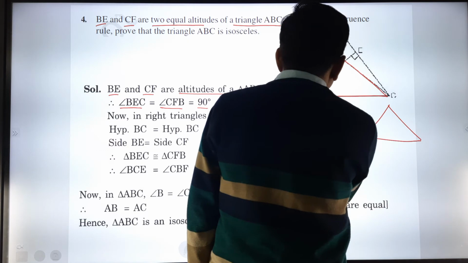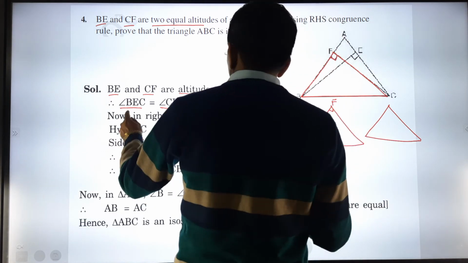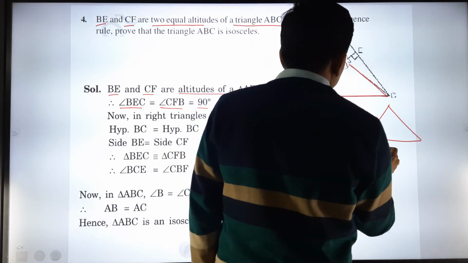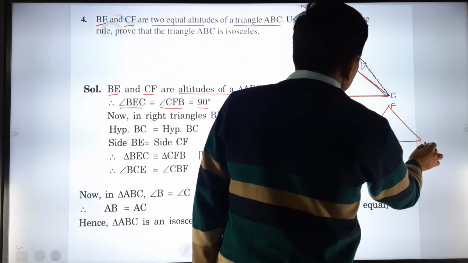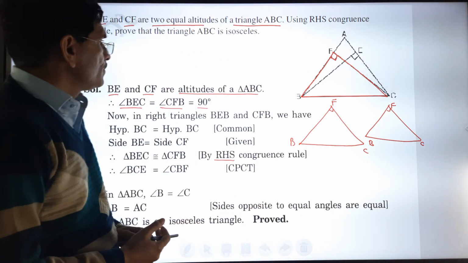What is 90 degree? Altitudes are 90 degree. Here it is: FB. So BEC and CFB, so BFC. Only BC is everywhere the same.